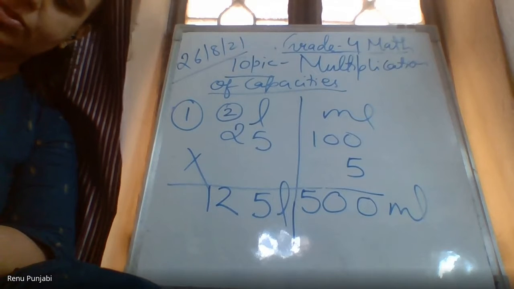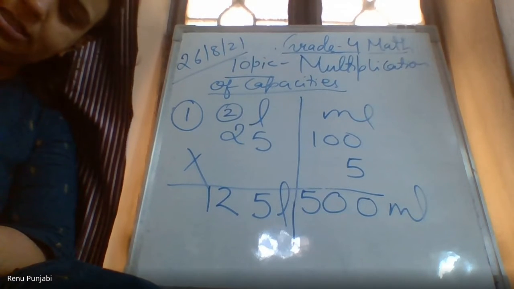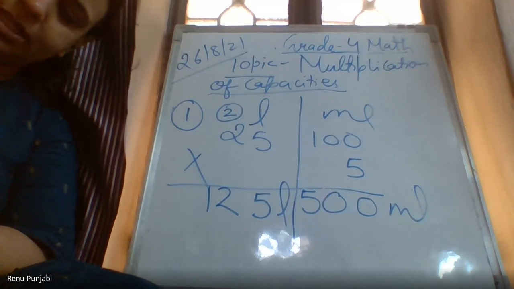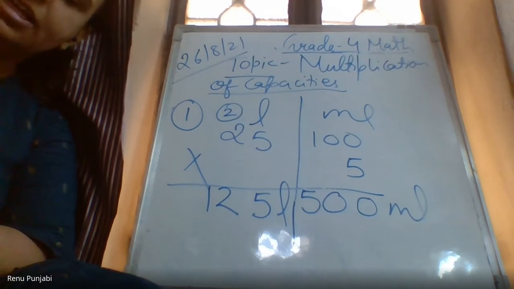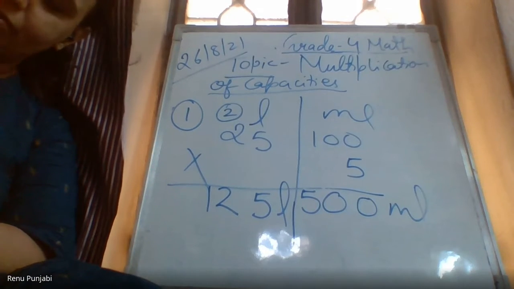Ma'am, my answer is 600 liter and 660 milliliter. Wait a minute. 6 zeros are 0, 6 ones are 6, 6 fives are 30. 6 zeros are 0, 3, 6 ones are 6. 630 liter, 660 milliliter. Yes, ma'am. Yes, Nishwa. Please frame your question.